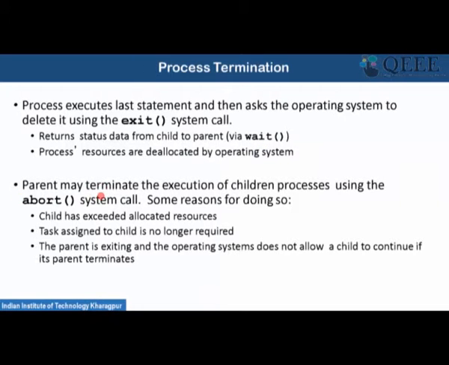Then the parent may also terminate the execution of its child processes using the abort system call. Sometimes we need to use this abort system call, where the parent forcefully terminates a process, like when the child has exceeded allocated resources, the task assigned to the child is no longer required, or the parent is exiting and the operating system does not allow a child to continue if the parent terminates. This last point is an important point.